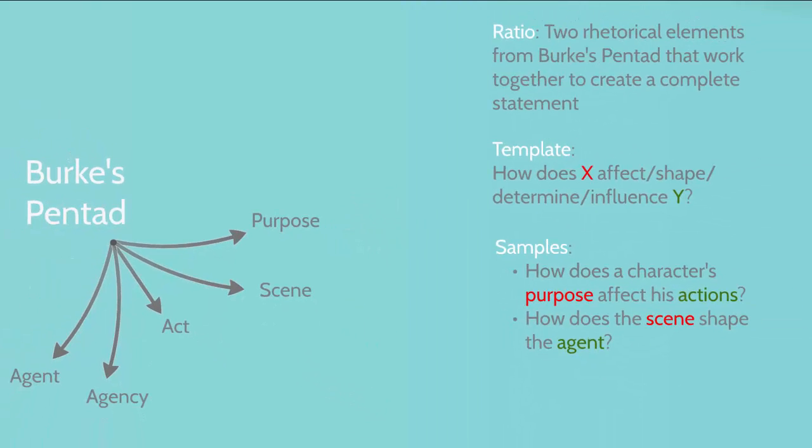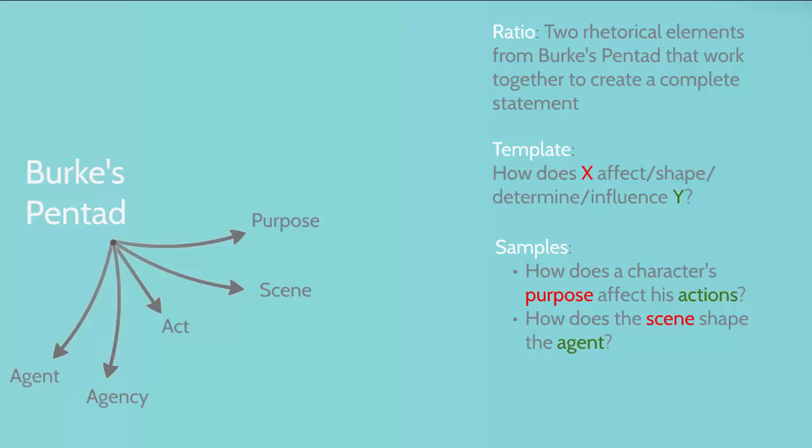Burke's pentad can be manipulated to create ready-made analytical questions that are called ratios. To create a ratio, take any two of Burke's rhetorical elements, and plug them into the sentence, "How does X affect Y?" This can be said in other ways as well. For instance, how does X determine, shape, or influence Y? Some sample ratios are as follows. How does purpose determine the action? How does a scene shape the agent?